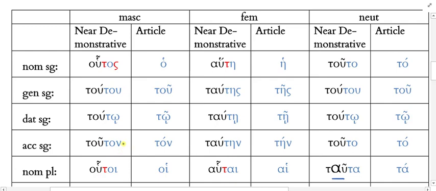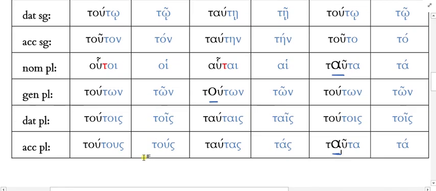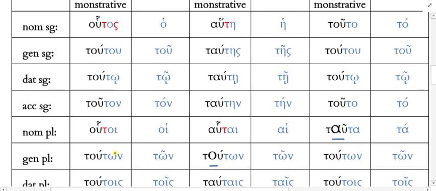Plural forms. Houtoi, these; toutōn, of these; toutois, to these; and toutous, these. Now what I want you to notice here is that every form of the demonstrative, the near demonstrative here, either begins with one of two things.